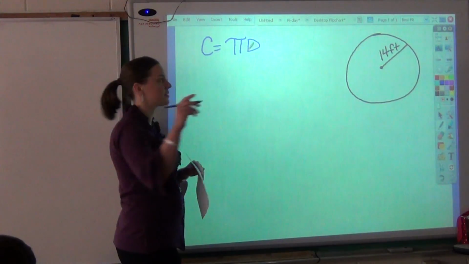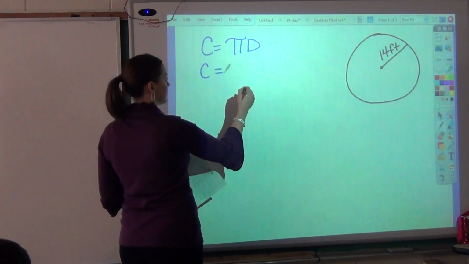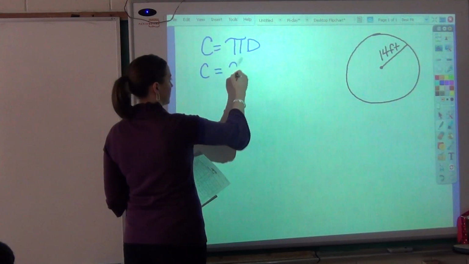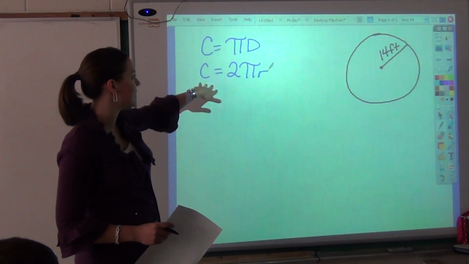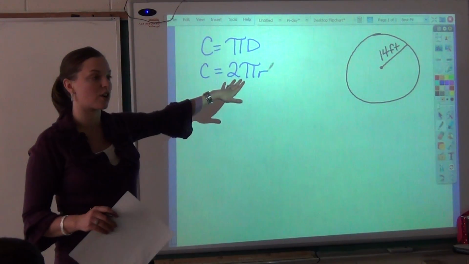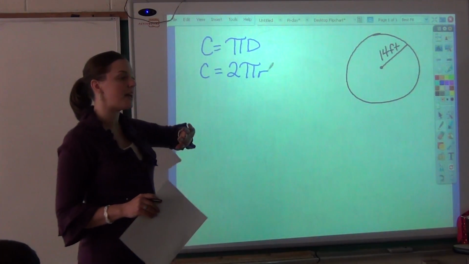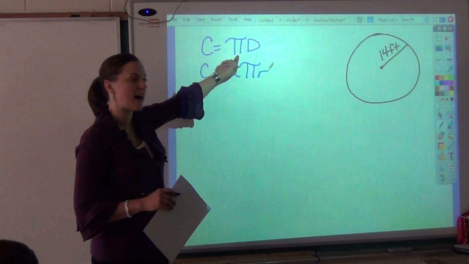Anybody remember? Tara, what's the other one? C equals 2 pi r. Very good. Good job. 2 pi r. All right, so we can use C equals pi d and C equals 2 pi r to find circumference of a circle. Raise your hand if you can tell me when we would use the formula pi d.